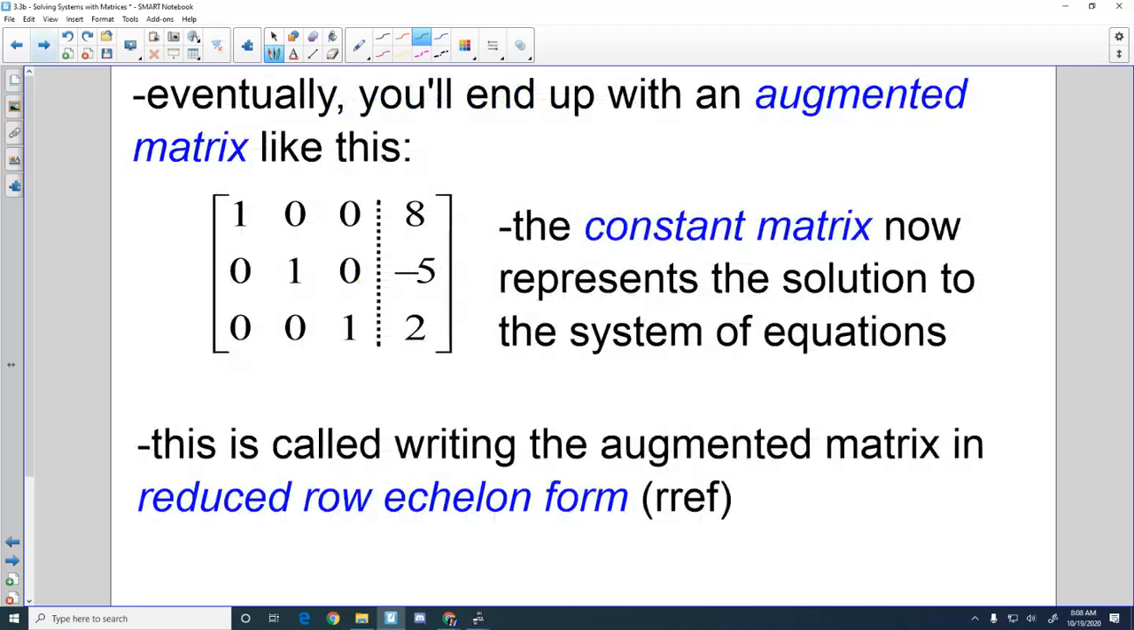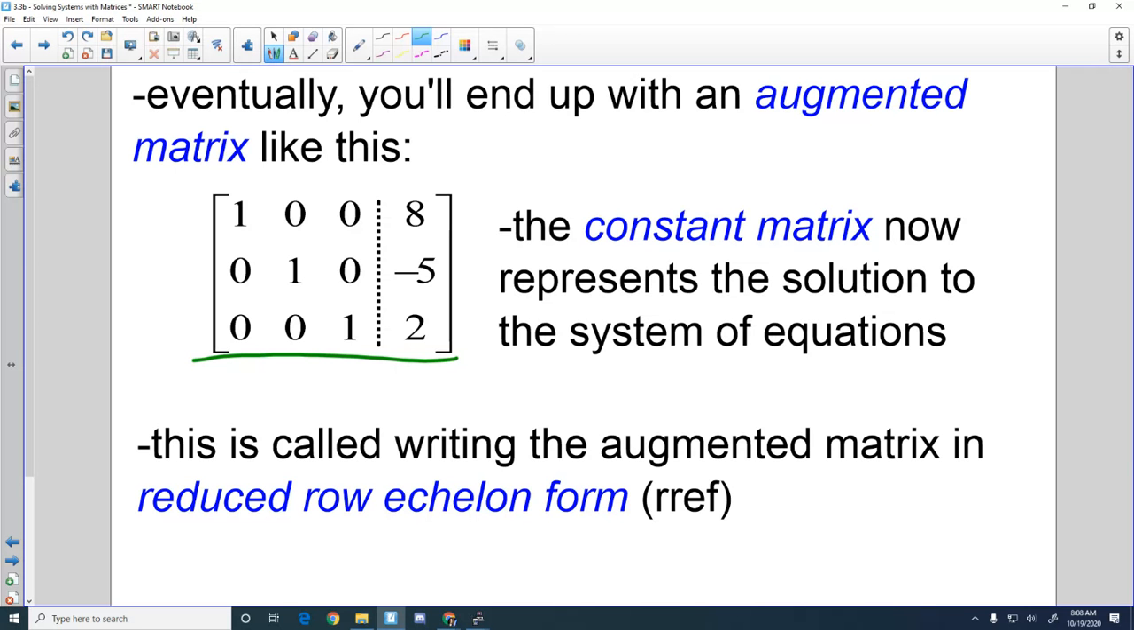But again, we're not going to do that. Eventually, you rearrange all these by doing these different row operations, taking 1 row times 2 minus this row or whatever. And you're going to get an augmented matrix that looks like this. And that last column, 8, -5, and 2, turns out that is the solution to that system of equations.